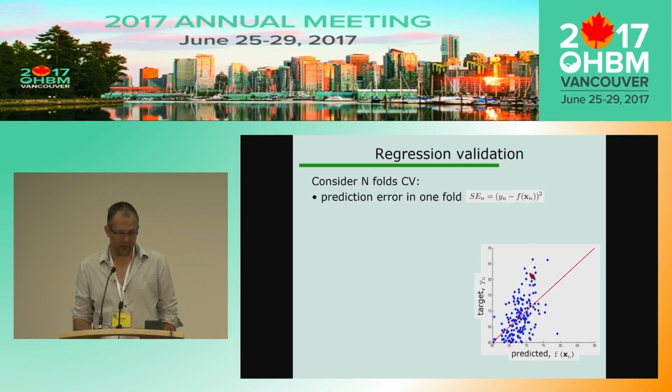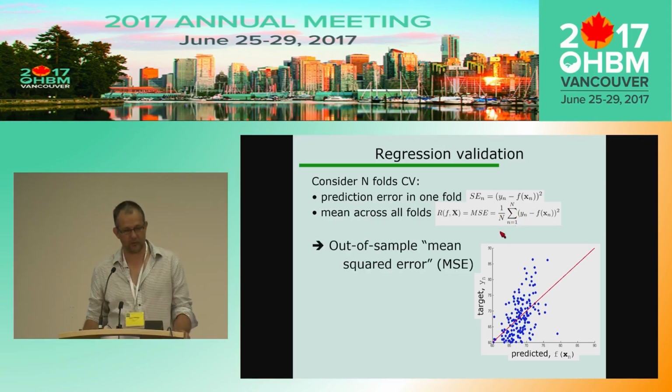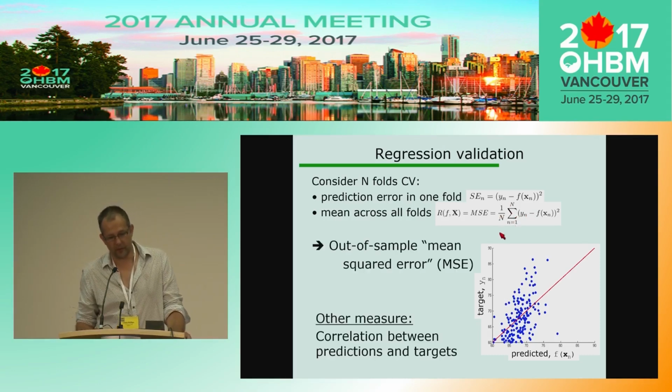So then you can really measure the distance. If it was perfectly accurate, you would get all the points on that line. So you can measure the distance, and you take the difference between the prediction and the actual measure, you square it, you sum it, and you take the mean. That means mean across all folds. So it's the out of sample mean squared error. You can also look at the correlations between those points. So that's criteria you can use to validate, to get an idea about the quality of the predictions of your machine.